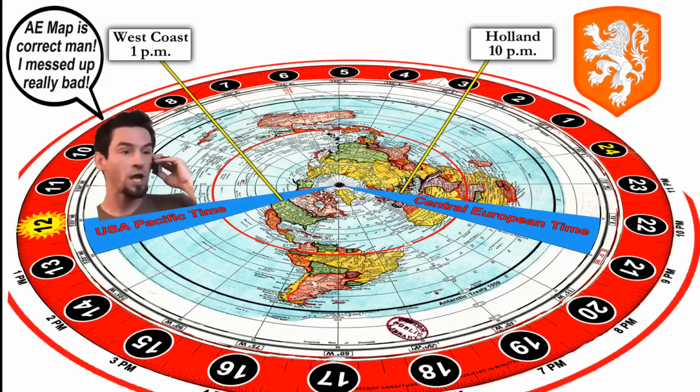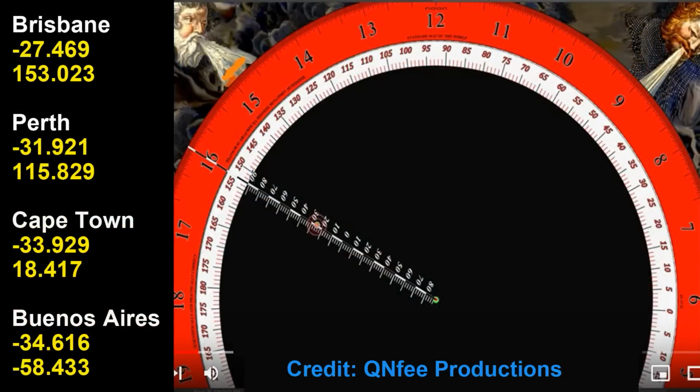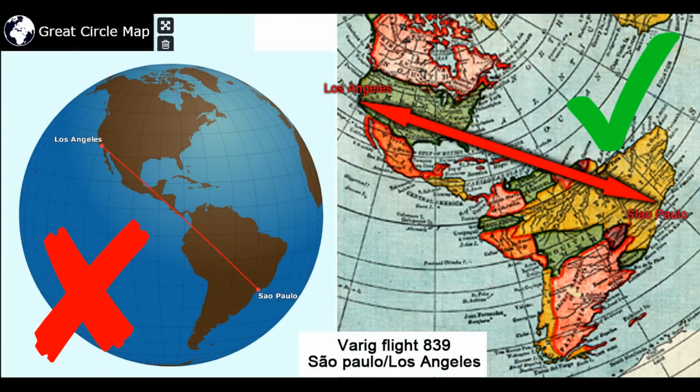We have seen that time zones also favor the AE map, the Gleason's map. We also saw that the coordinate system also favors and proves the Gleason's map to be correct. We also saw that flight paths definitely demonstrate that the Gleason's map is correct.